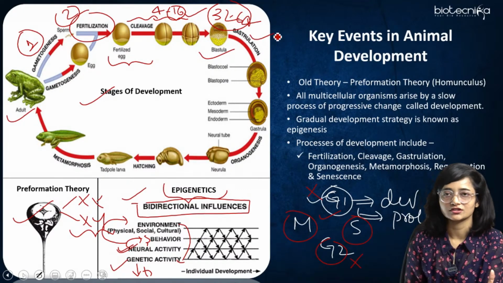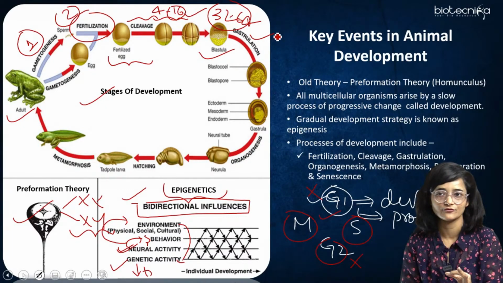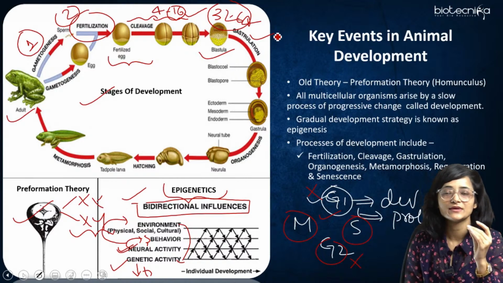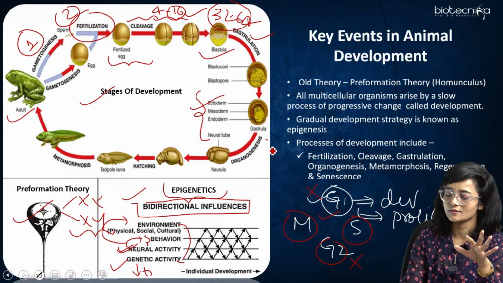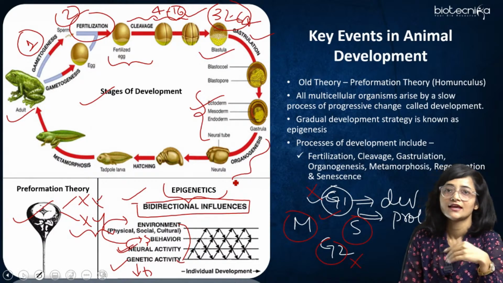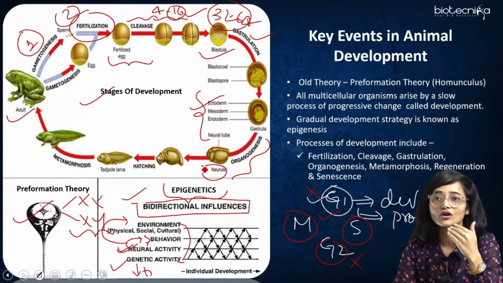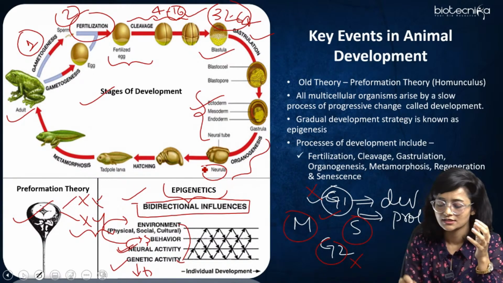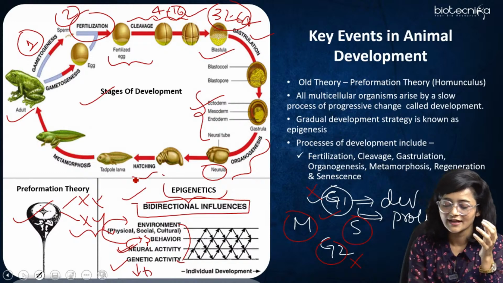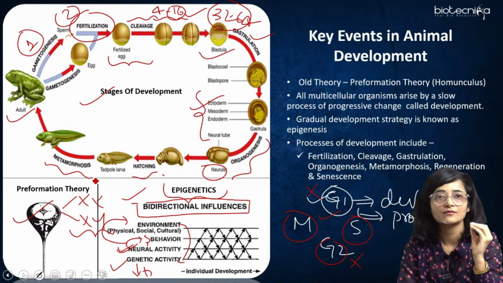Then comes gastrulation. Gastrulation is a step in which three germ layers are being formed. The three germ layers are basically ectoderm, mesoderm, and endoderm, right? Then comes organogenesis. In organogenesis, from the gastrula stage, a neurula stage is formed, and organs inside the body of the organism start forming, right? Then hatching takes place. The tadpole larva gets converted, and this process is known as metamorphosis.